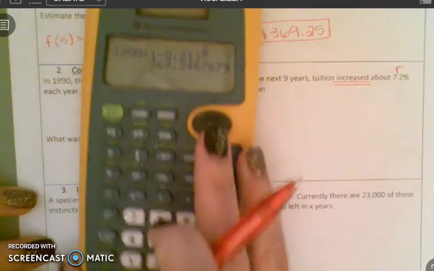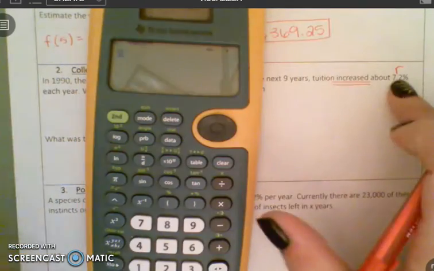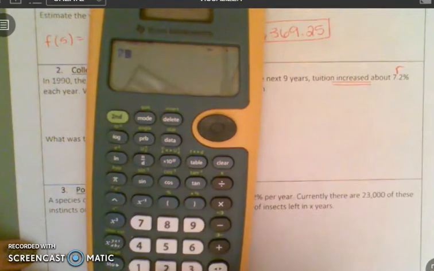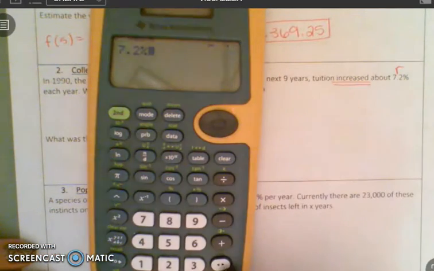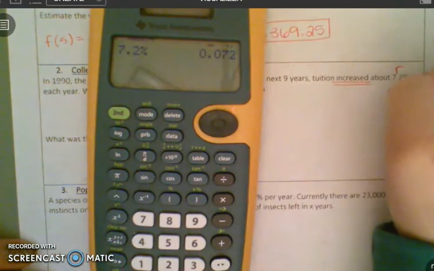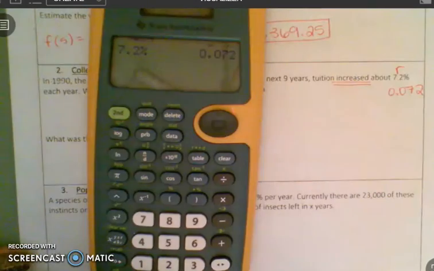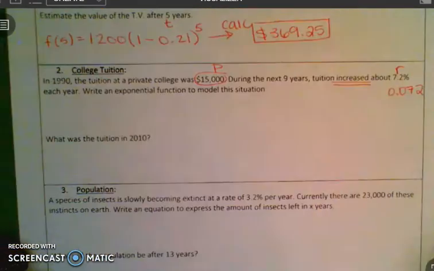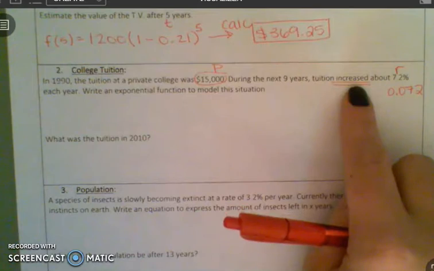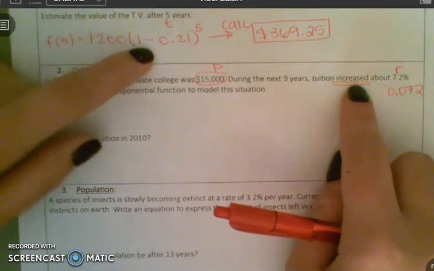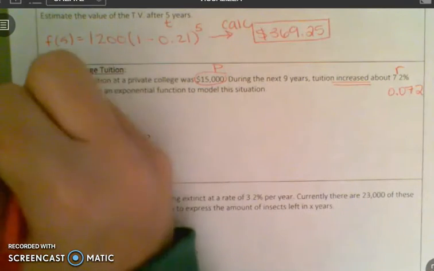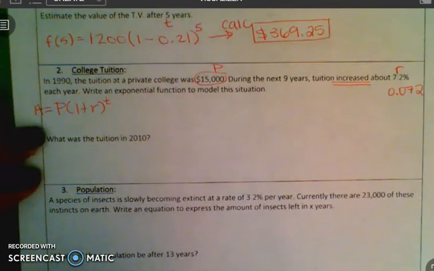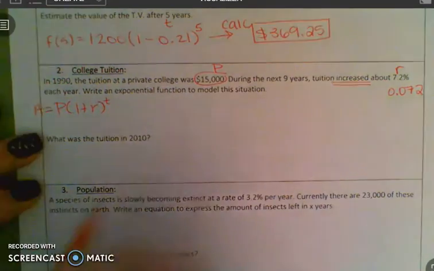So I'm just going to go ahead and use my calculator and make that into a decimal right now so I don't have to worry about it later. 7.2, second, parenthesis, enter. 0.072. So this time, though, it's increasing. Because it's increasing, I'm not going to use the minus like I did above. I'm going to use the plus. So the equation I'm using is P times 1 plus R to the T.